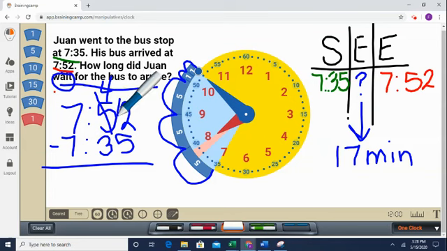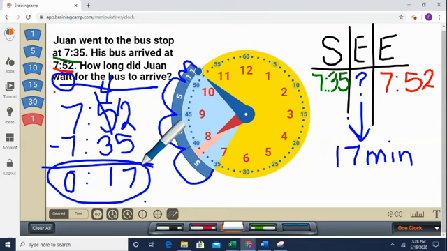So 12 minus 5. You can always count up if you can't remember what 12 minus 5 is. 5, 6, 7, 8, 9, 10, 11, 12 is 7. 4 minus 3 is 1. So it is 17 minutes. How long did Juan wait for the bus to arrive? He waited for 17 minutes.